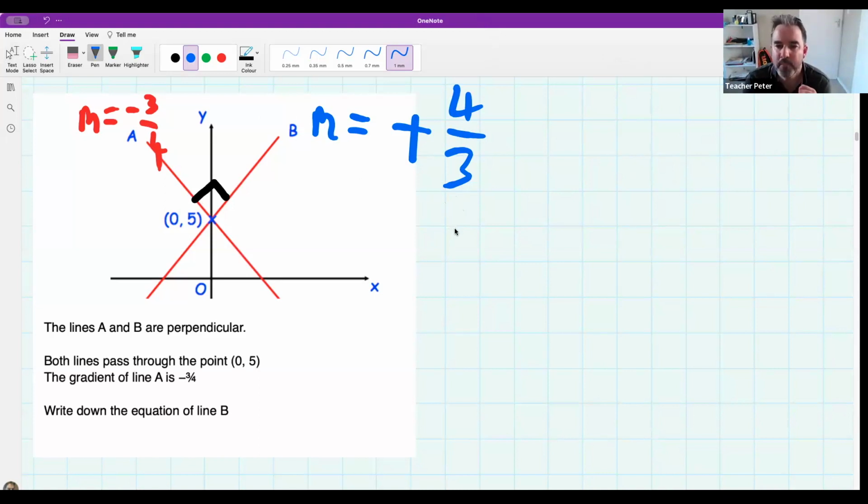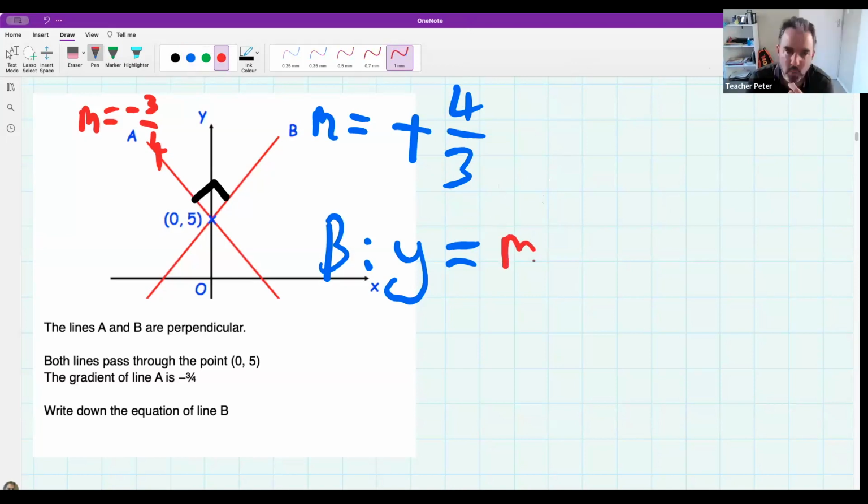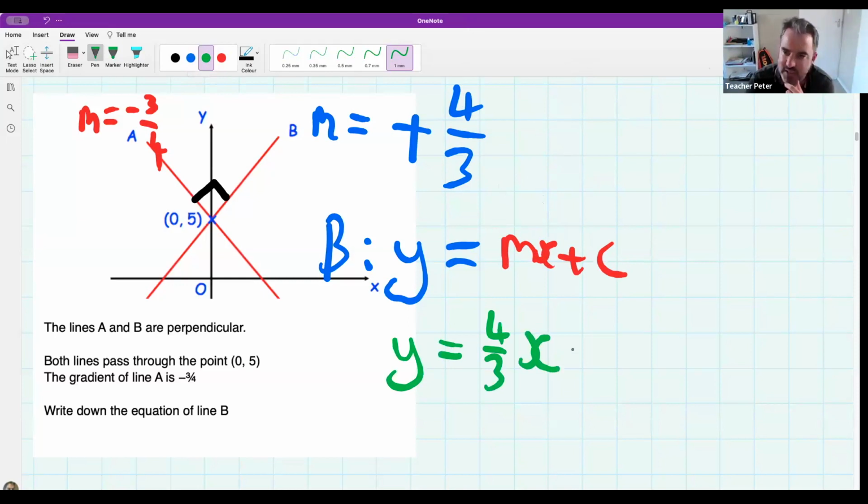Okay? But now, I want you to tell me what is the equation of the line B. What is the equation of the line B? So we know the gradient is that. What's the equation going to be? So we know that all straight lines have the form mx plus c. We now know that the gradient is 4/3x. What is c going to be?